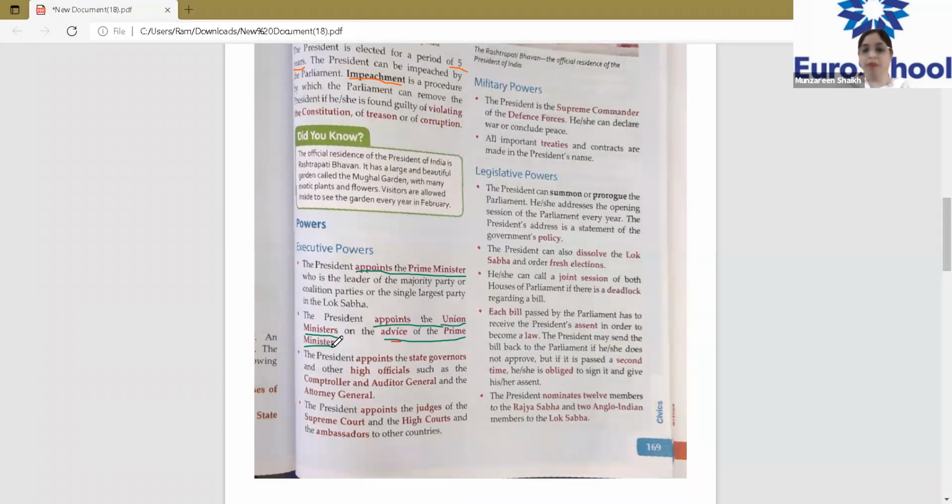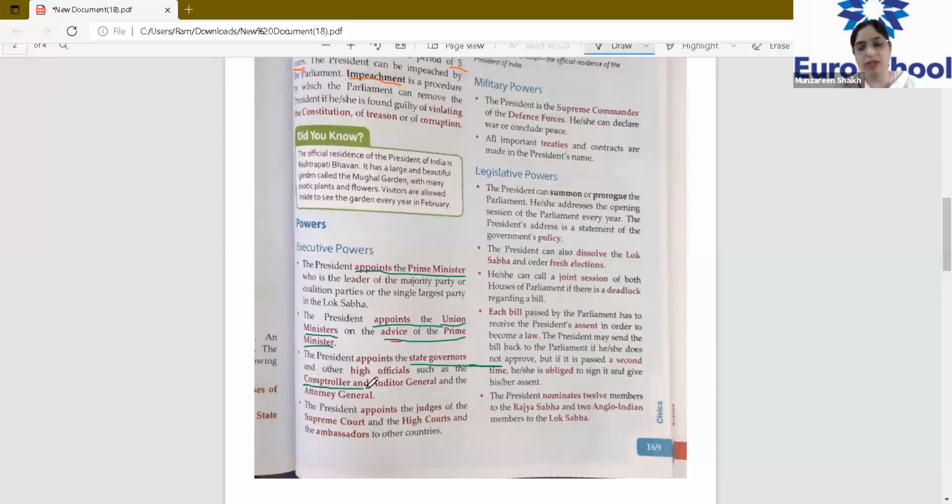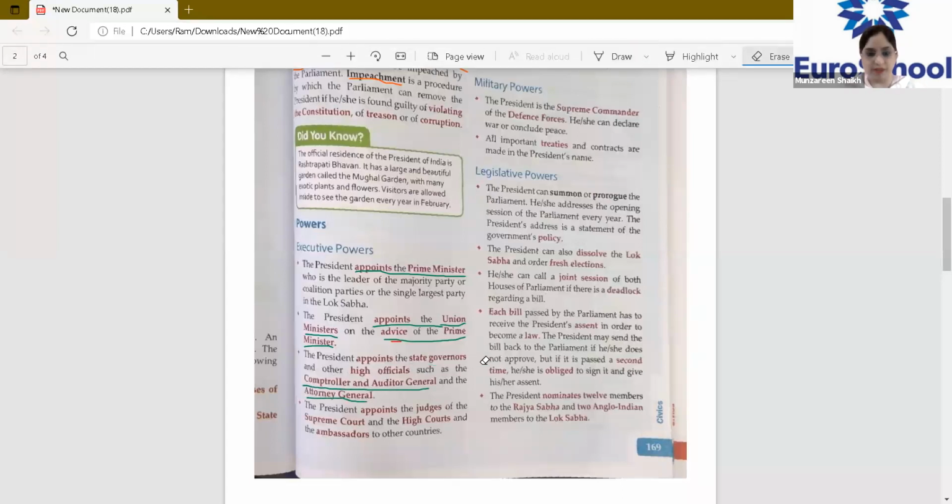Now let us see the third power of the president. The president appoints the state governors and other high officials such as the comptroller and auditor general and the attorney general. Please underline this. Apart from appointing the prime minister and the union ministers, he also appoints state governors and high officials. High officials such as what? They gave you the list of high officials. You can form it in a tree diagram or flow chart also. Who are the high officials? It is the comptroller, the auditor general, and the attorney general.